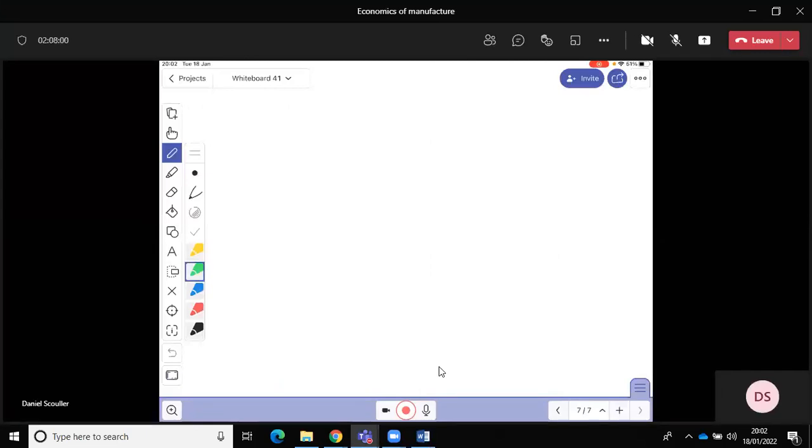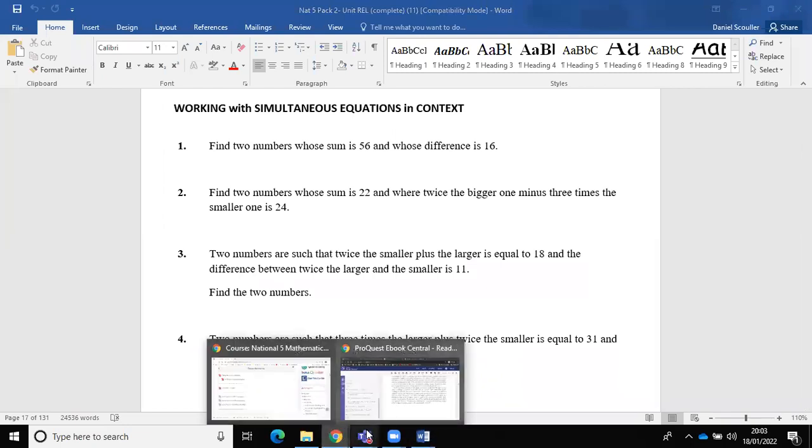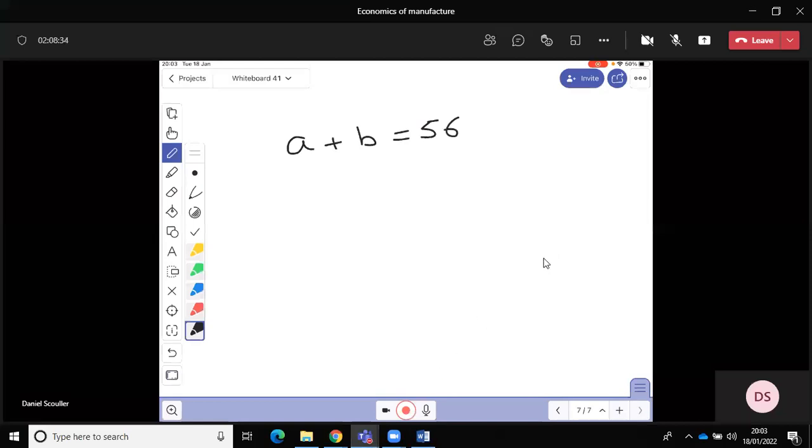You've got 2 numbers. They're not giving you those numbers, so you just need 2 variables, 2 letters. We can use X and Y, or A and B, whatever you want. They sum together to make 56, so A plus B equals 56. And whose difference is 16. It's like a wee riddle. So A minus B equals 16.